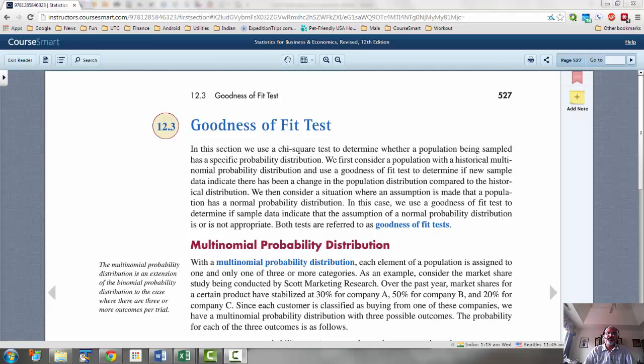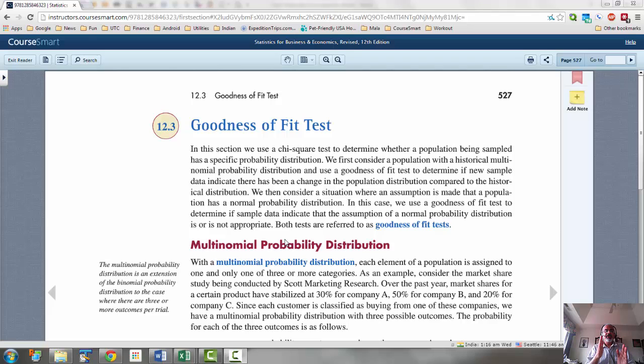Next is goodness of fit test, and we'll be looking at two different goodness of fits. One is multinomial probability distribution and the other is normal probability distribution. In each of these cases, we'll have the observed frequencies and the expected frequencies if the probability distribution is the multinomial distribution or if the probability distribution is the normal distribution.